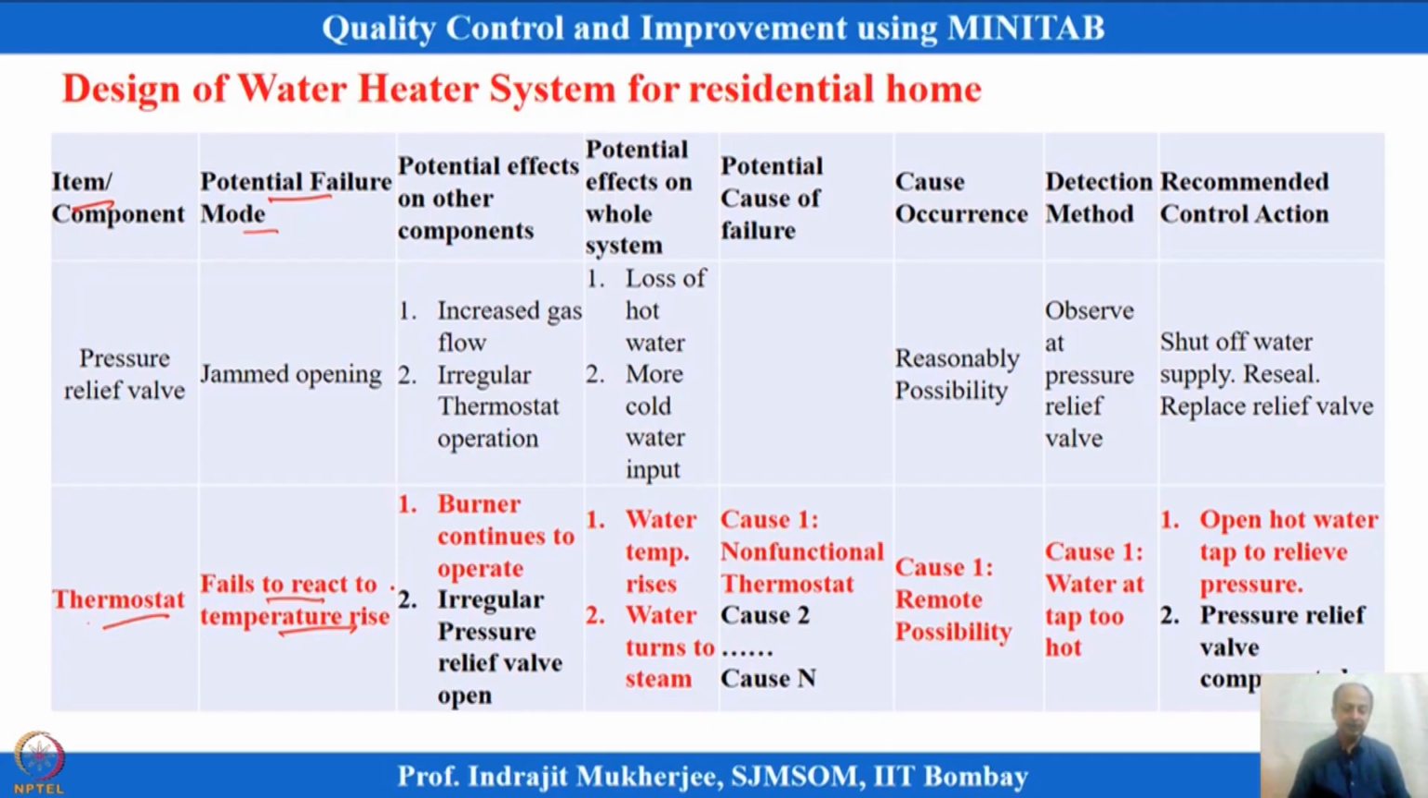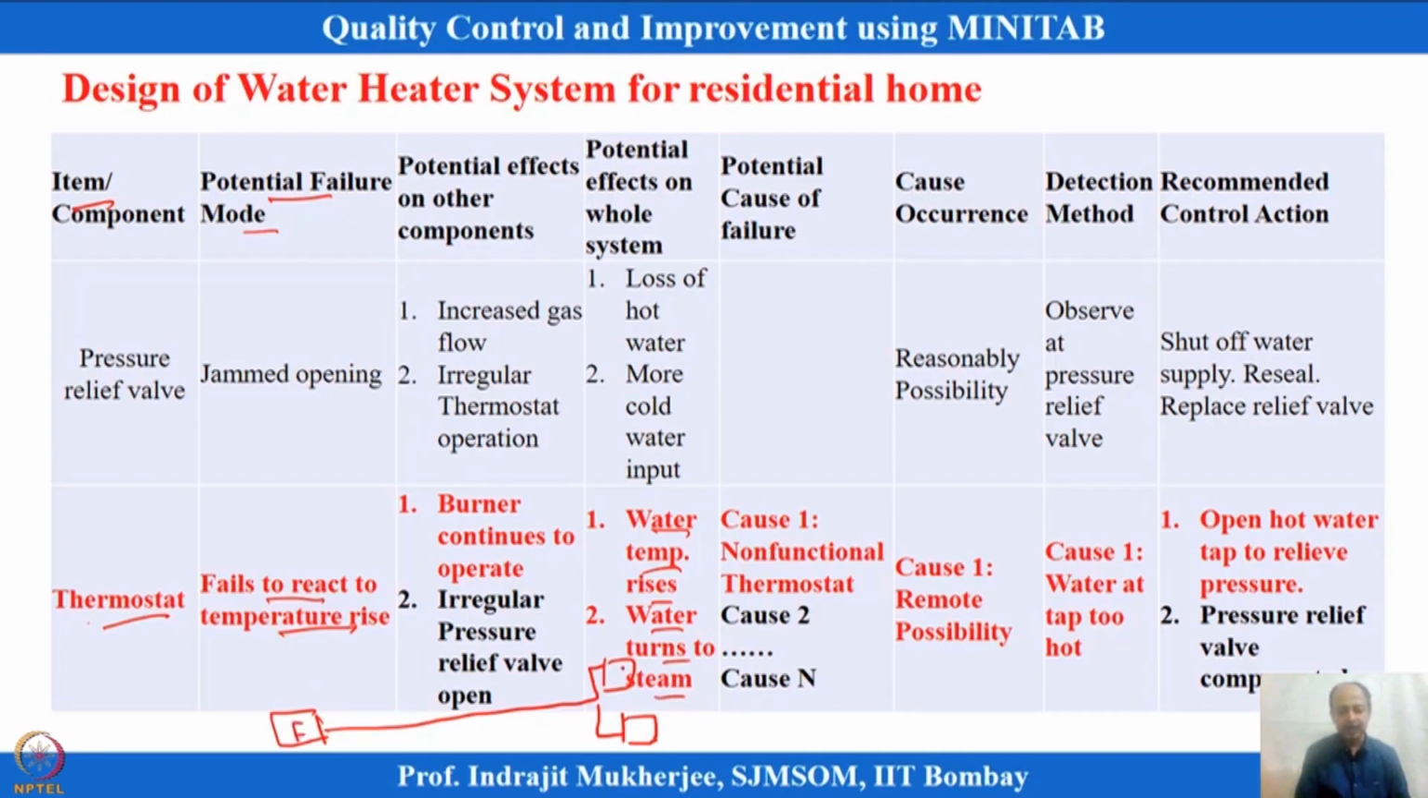Okay. So, if this failure happens and it does not react to the temperature, what is the effect on the system? The water temperature will rise, or the water turns to steam; these can be the two possibilities. So, one failure mode can lead to two effects, effect 1 and effect 2. So, these can be the potential failure modes we can think of, and there can be one effect or two effects. So, there can be sub-effects like this for a potential failure mode.